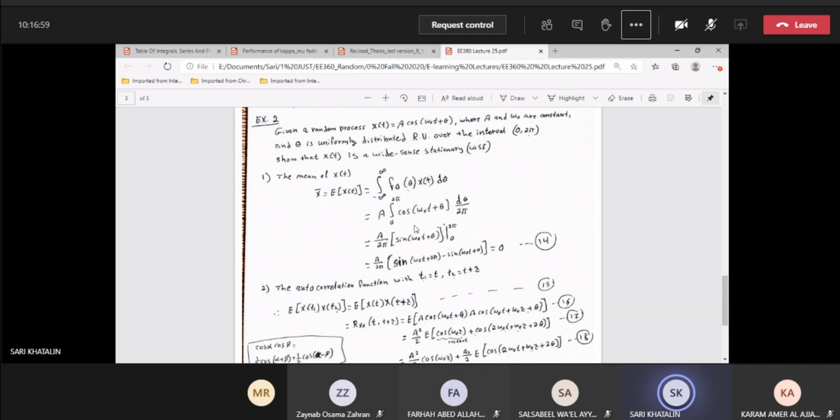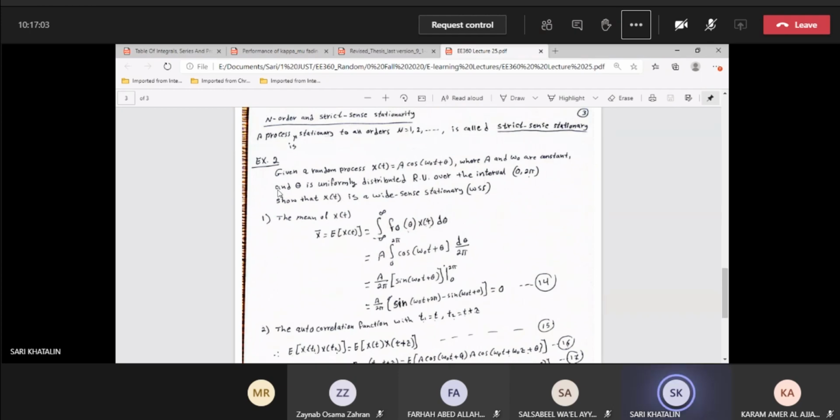So let's take this example here. We are given a random process. It's a cosine function, A cosine omega naught t plus theta, where A and omega naught are constant. And the variable here is theta. The random variable is theta. And it's uniformly distributed over 0 to 2 pi.